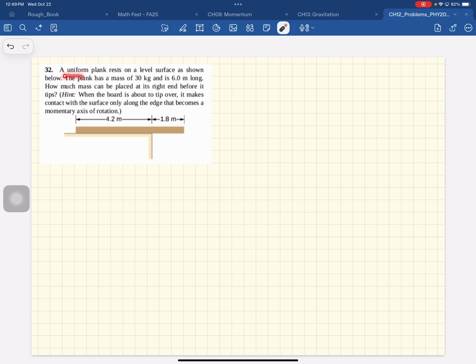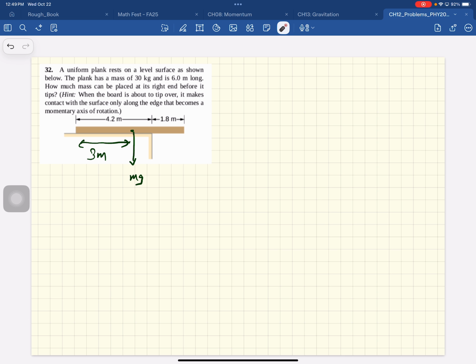So this says a uniform plank rests on a level surface as shown. So it's a uniform plank, and its center of mass, you can see that its length is 6 meters. Its center of gravity is at 3 meters. This distance is 3 meters. In this configuration, it won't tip over, but if you pull it forward, if the center of gravity goes over the edge, then the plank will tip over.